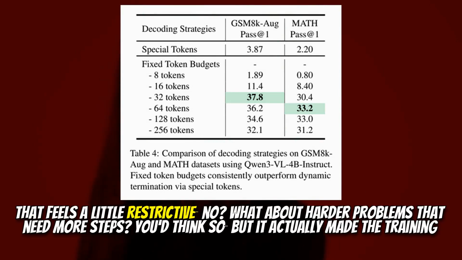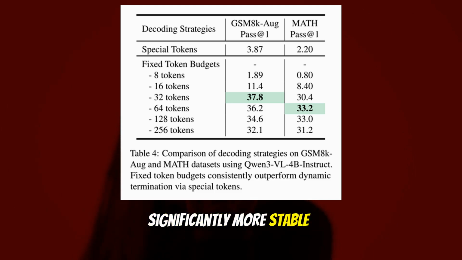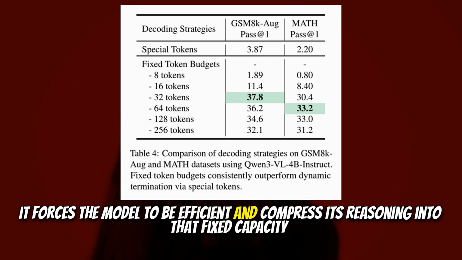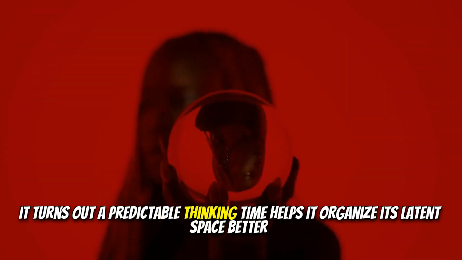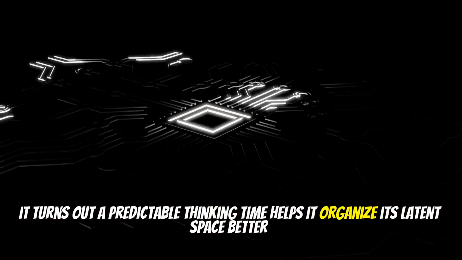That feels a little restrictive, no? What about harder problems that need more steps? You'd think so, but it actually made the training significantly more stable. It forces the model to be efficient and compress its reasoning into that fixed capacity. It turns out a predictable thinking time helps it organize its latent space better.